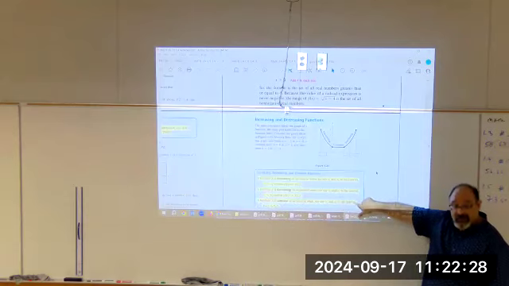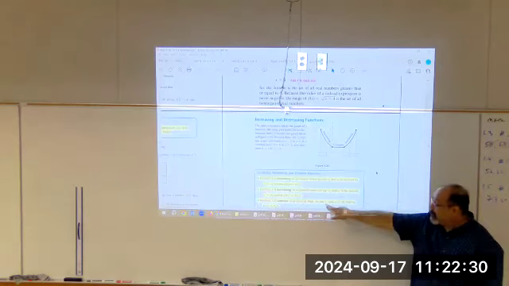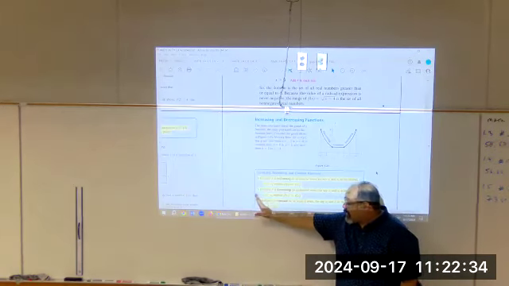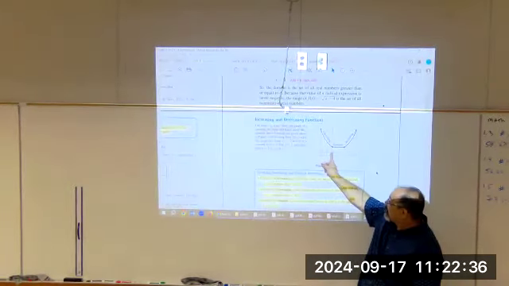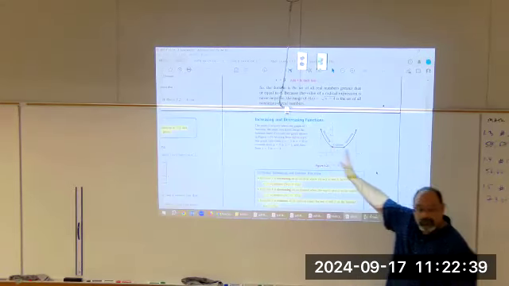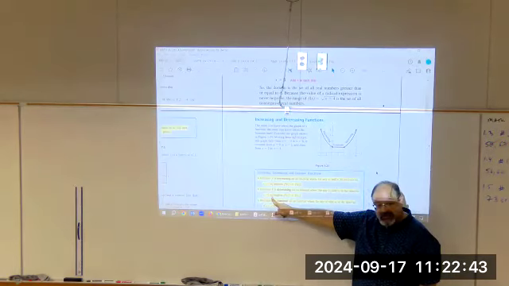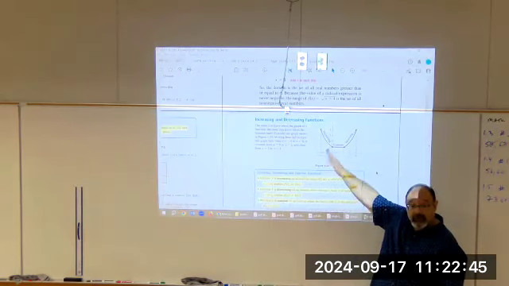Language is so precise, the precision to it. X sub 1 less than x sub 2. That means this x sub 1 is to the left of x sub 2. We're going from left to right. The first x is to the left of the next x. We're always going from left to right. That's how we read that.